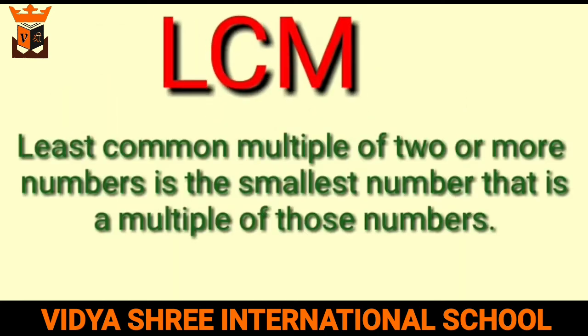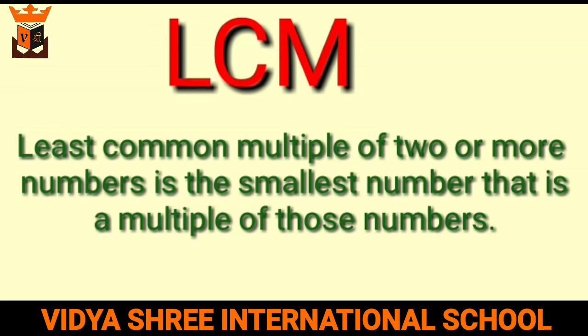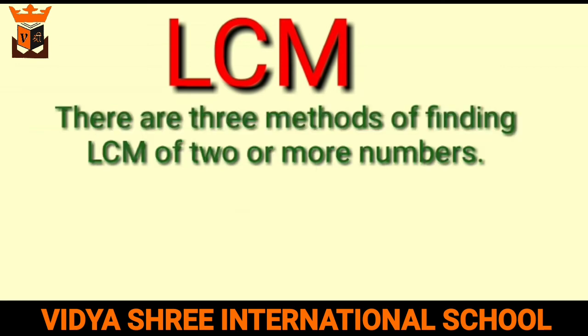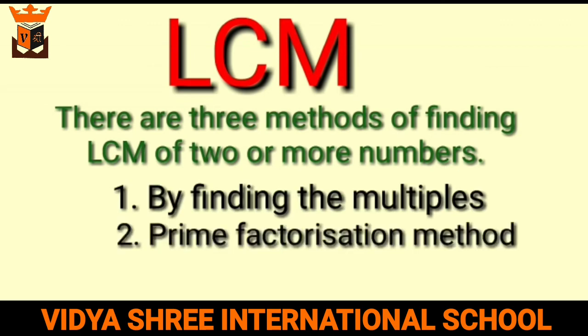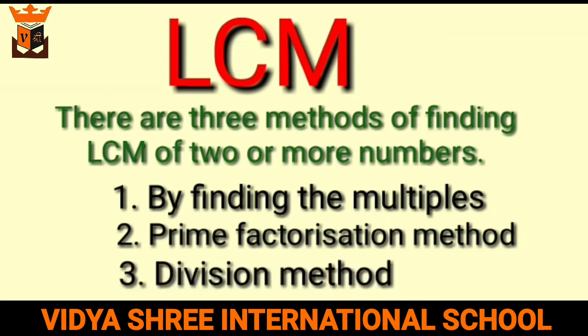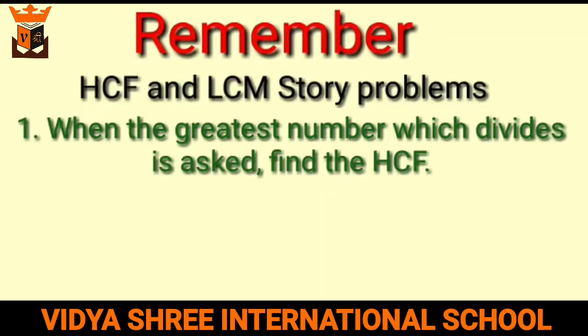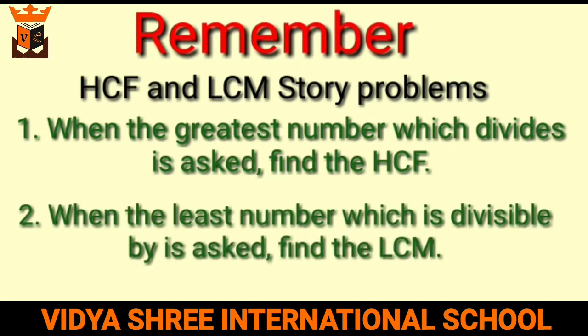LCM, least common multiple of two or more numbers, is the smallest number that is a multiple of those numbers. There are three methods of finding LCM of two or more numbers. First one is by finding the multiples, second one by prime factorization, and third one by division method. Remember, while solving the story problem of HCF and LCM, when the greatest number which divides is asked, find the HCF. When the least number which is divisible by is asked, find the LCM.